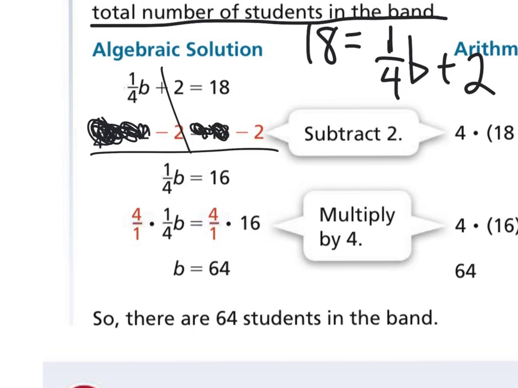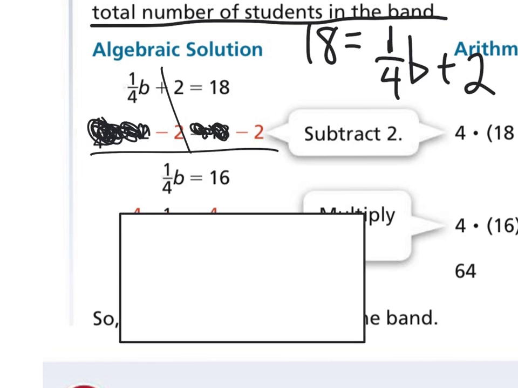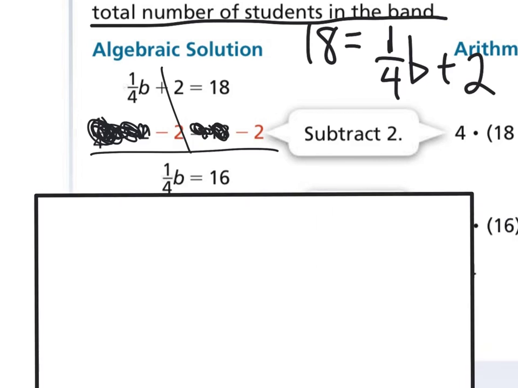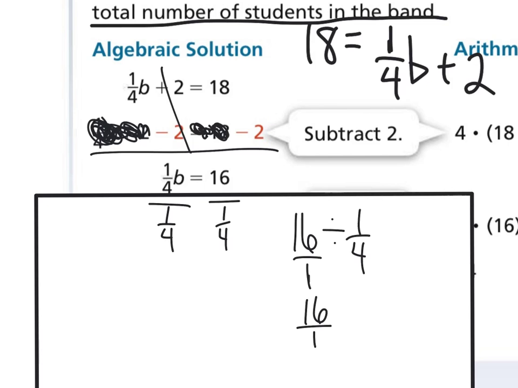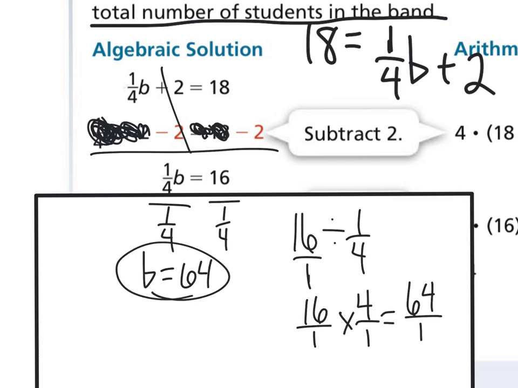The way the book's doing it is they're saying if we multiply by 4, 1/4 times 4 would be 1B, which is the same as B. The other option you have, you could say that the B is being multiplied by 1/4, and you could divide by 1/4 on both sides. If you divide by 1/4, remember to divide fractions. What do? Keep, change, reciprocal. And so that would be 64. Again, same answer as what the book got doing it their way.